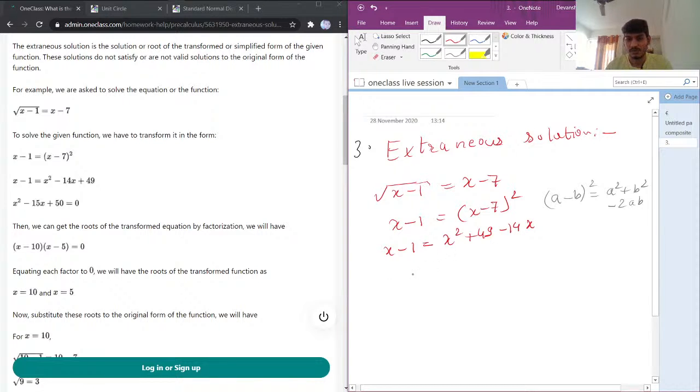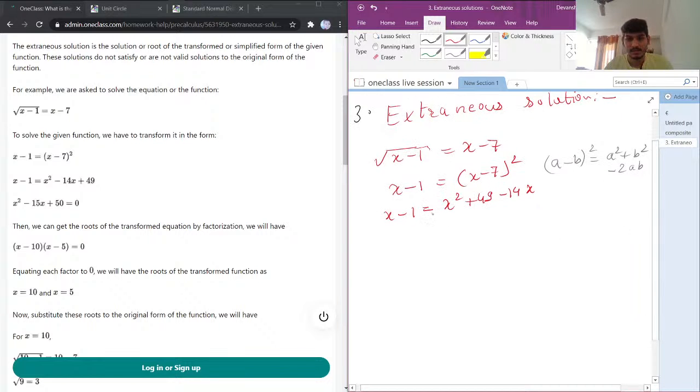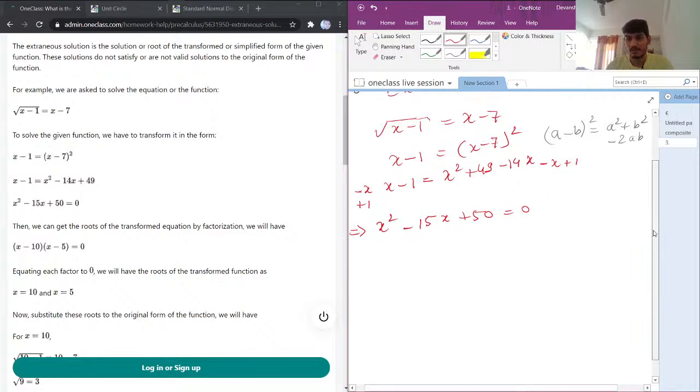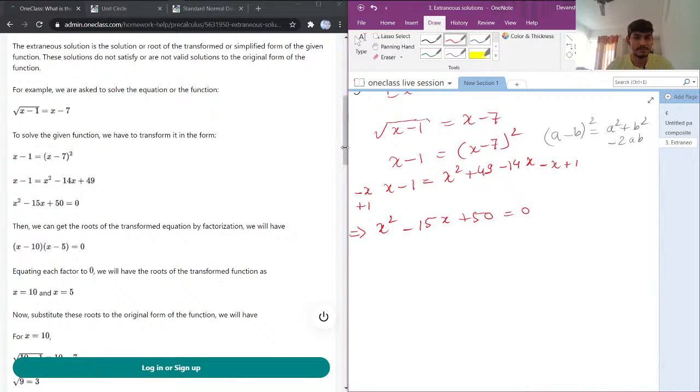So I will rearrange all these terms. I should bring each and every term on one side, so I'll subtract x and add 1 on both sides. So I will get x square, we have minus 14 so this will be minus 15x, and we will have plus 1 plus 49, so this will be plus 50 equals 0.